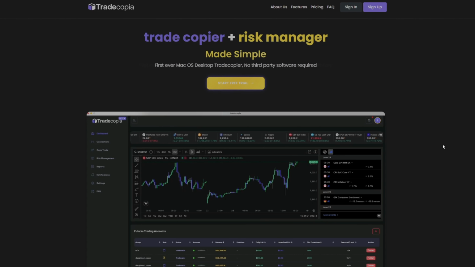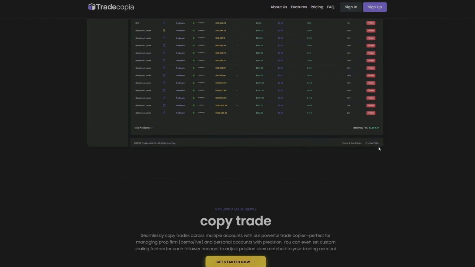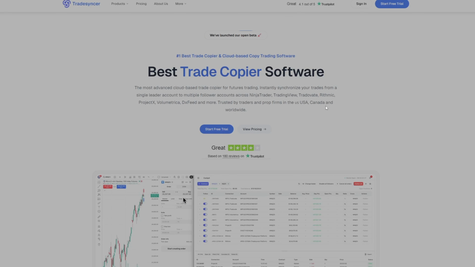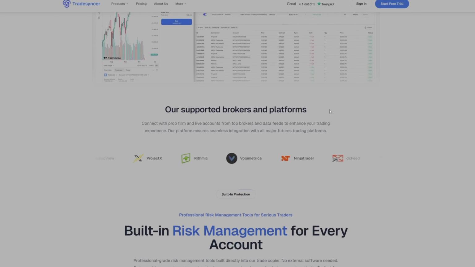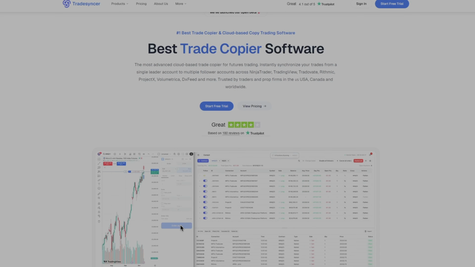Pause, brief interlude to tell you guys something. You could be copying multiple accounts. So this slippage didn't occur on all the accounts. If you guys use Trade Copia or Trade Syncer to go to different firms and copy trade using one firm as a lead account and copy trading to all the other firms, it's something you could think of. The slippage did not occur on every single prop firm. But back to the video.